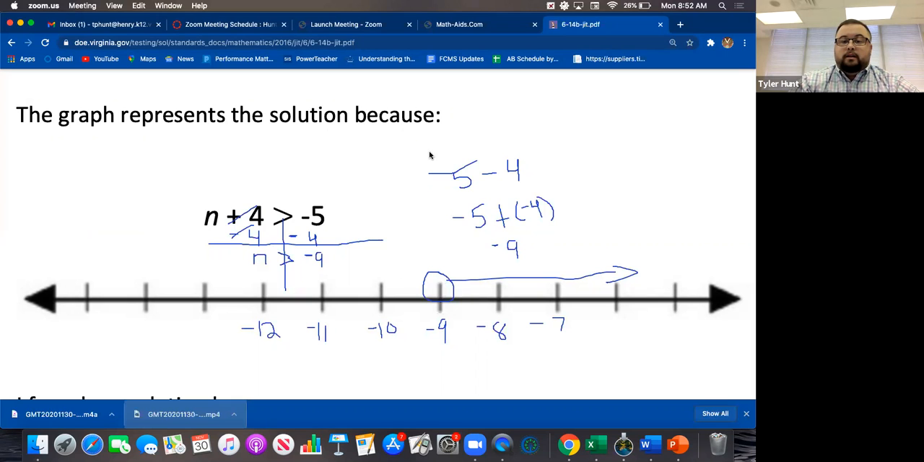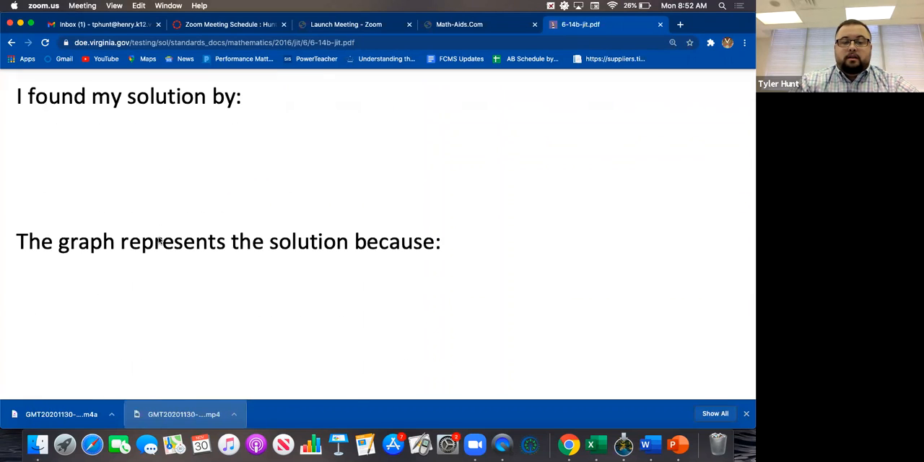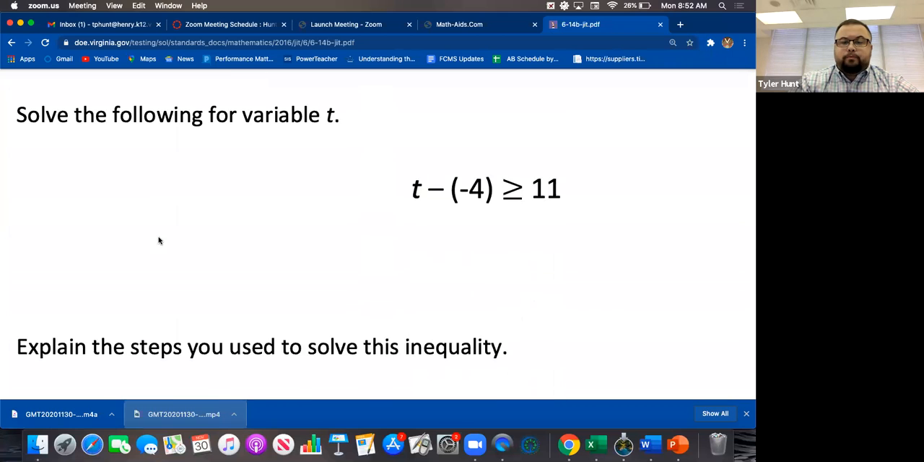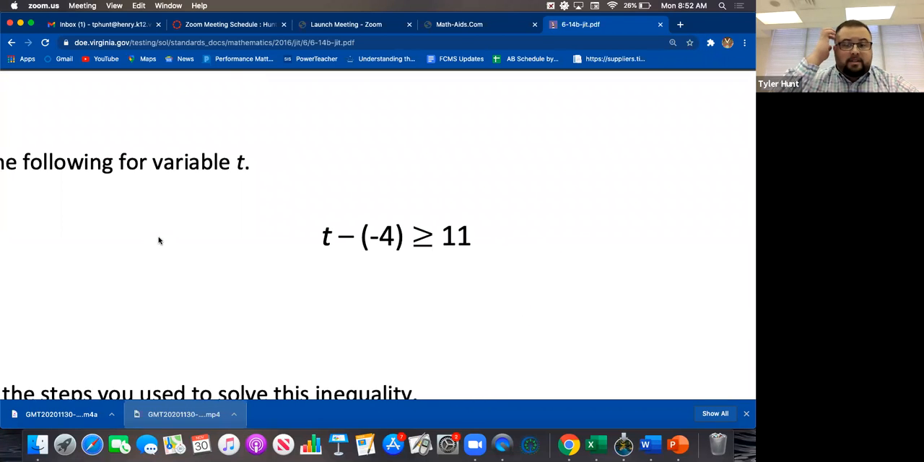Okay. And let's go ahead and clear that. Just one more here. So we have t minus -4 is greater than or equal to 11. So first step, draw my line. I see that it's subtracting -4. So I'm going to do the opposite with that, and I'm going to add -4 to both sides. Okay. So add -4, add -4.